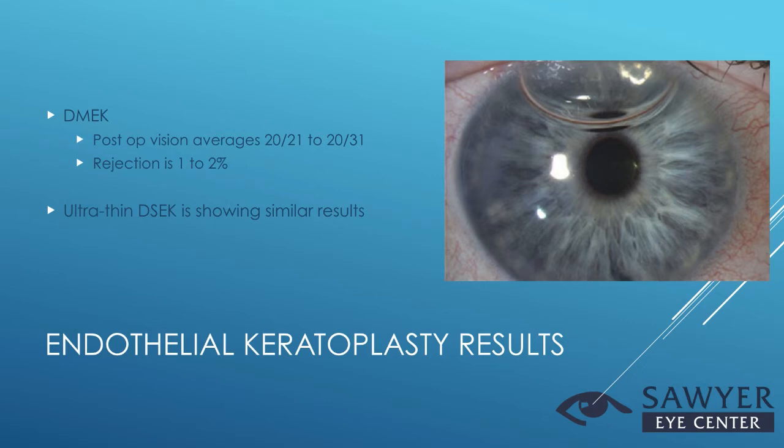Ultra thin DSEK is where you use a graft that has about 50 microns of stroma, and it's a little easier to use in eyes that are more complex, such as eyes that have had glaucoma surgeries or one chamber eyes that are aphakic or have a scleral fixated intraocular lens and don't hold a bubble quite as well as a two-chamber eye.